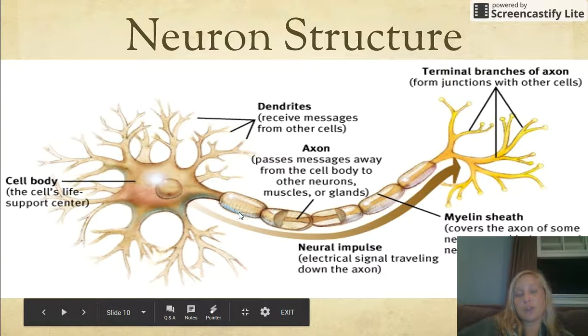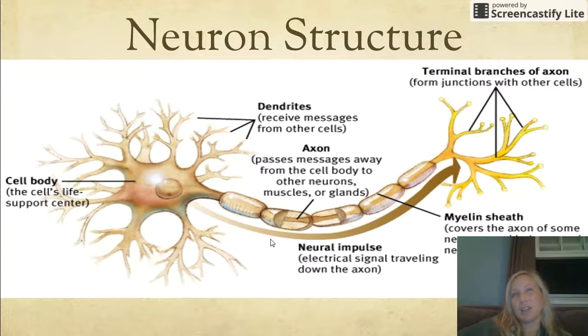Now, what covers the axon is called the myelin sheath. Myelin sheath is much like the insulation, that pink stuff that looks like cotton candy in your house, right? And insulation in our house keeps the heat in.